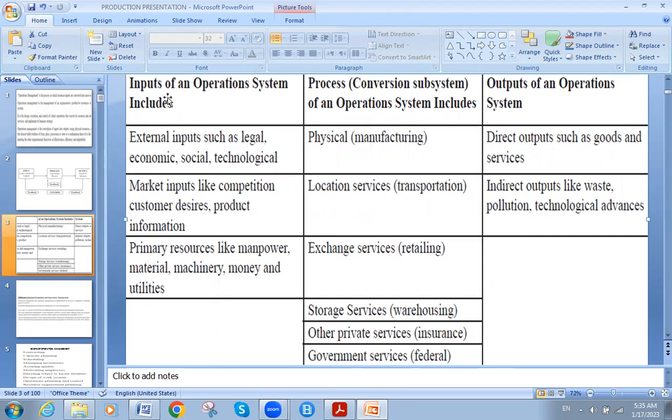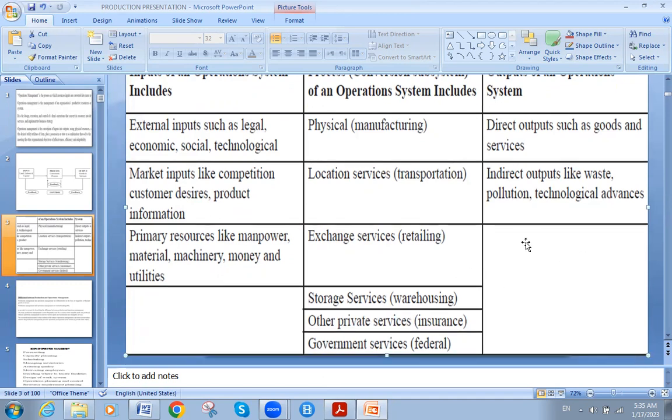As an example, the inputs of an operation system are external inputs such as legal, economic, social, and technological; the process is physical or manufacturing; and the outputs are direct outputs such as goods and services. The inputs here are market inputs like competition, customer desire, and product information. Here, location services or transportation will give you direct output like waste, pollution, and so on. Here, primary resources like manpower, material, machinery, money, and utilities. And this is the most common one, the third one: exchange, retailing, storage, other private services, converting, and so on. And this will give me a final product at the end.